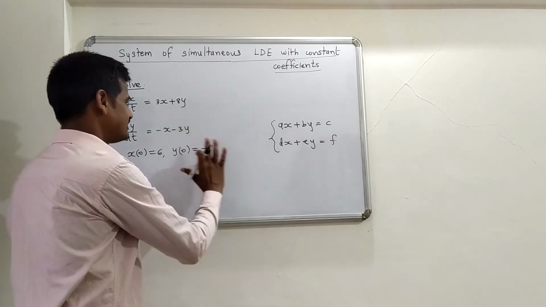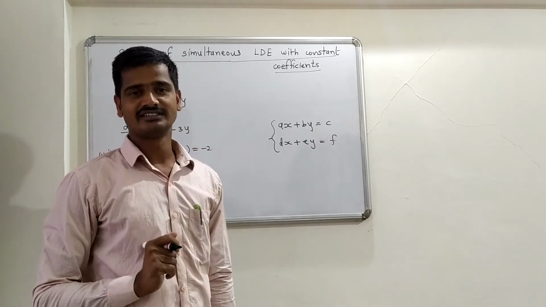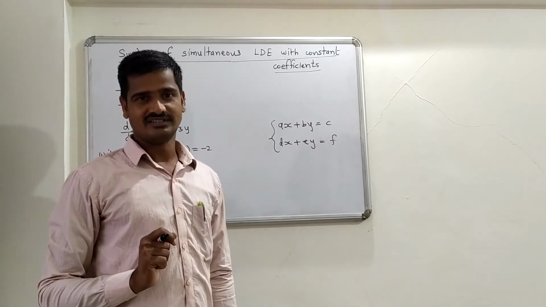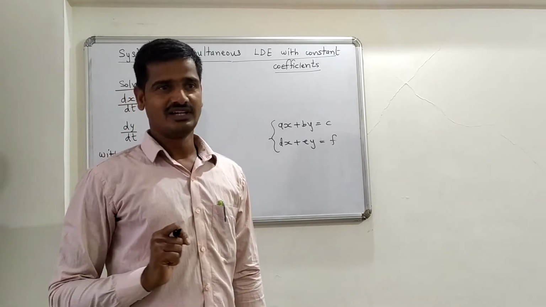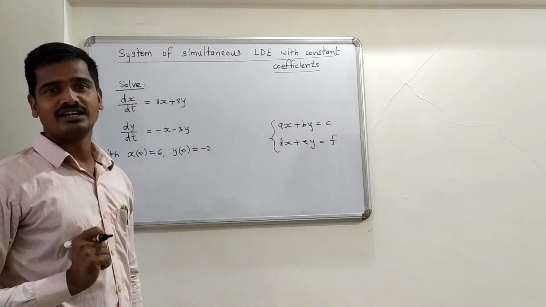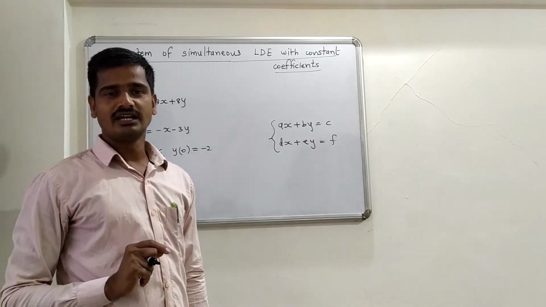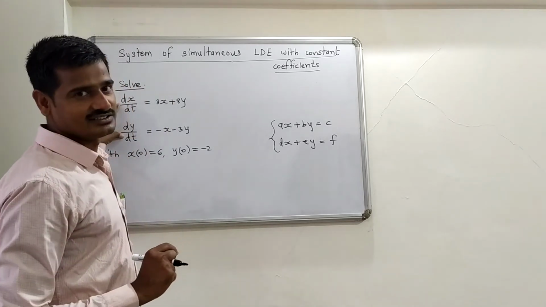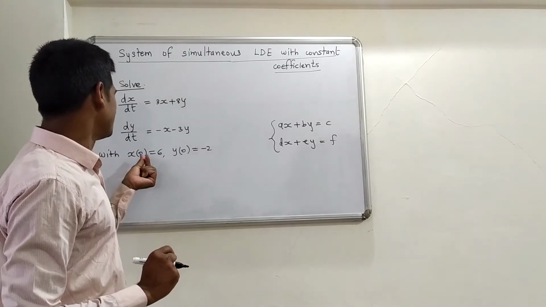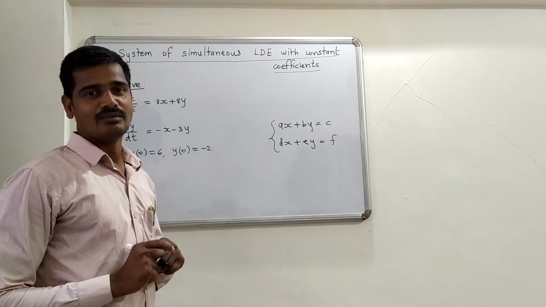Now in this case, you remember that whenever we talk about a system of simultaneous linear differential equations, the number of dependent variables is equal to the number of equations. So here there are two dependent variables, x and y, and t is the independent variable. Since there are two dependent variables, there are two equations, and these are the initial conditions. At t is equal to 0, x is 6, and at t is equal to 0, y is minus 2.